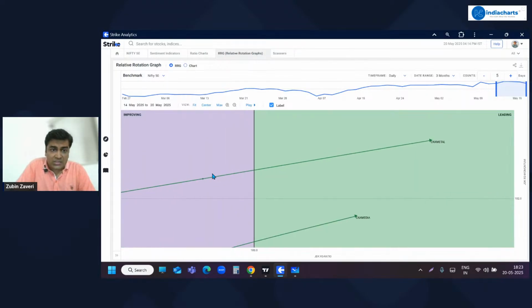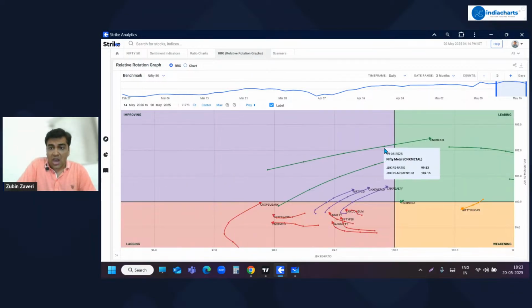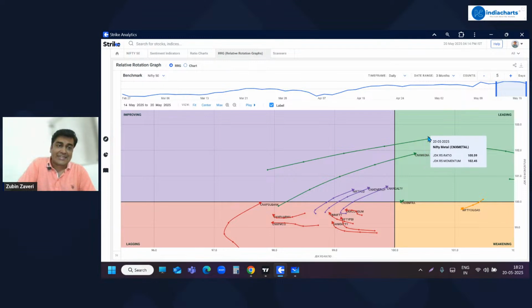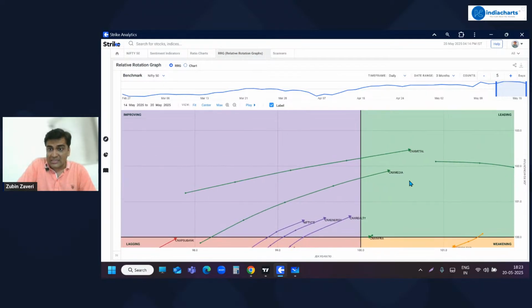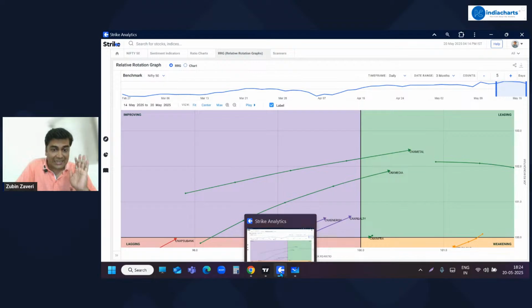What was it yesterday on 19th? It was 99.83. So the RS ratio has increased, and the momentum has gone from 102.15 to 102.45. So the RS momentum has also slightly increased and the relative strength has increased tremendously. Hence media and metal from the improving quadrant have entered into the leading quadrant. Meaning for the next few days, metal and media are something you need to watch out for on the bullish side. Is that clear, my friends?